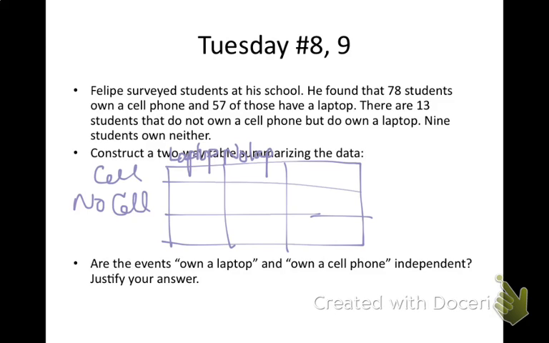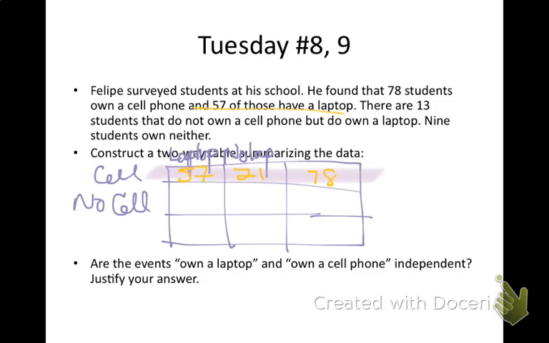Well, we're told that 78 people own a cell phone. So if I go down to the end of the row for cell phone, that means all of those people add up to 78. So that's 78 in the total column. And 57 of them own a laptop as well. So I'm going to put a 57 in the laptop column. When I do 78 minus 57, I see that there are 21 people left who have a cell phone but don't have a laptop.